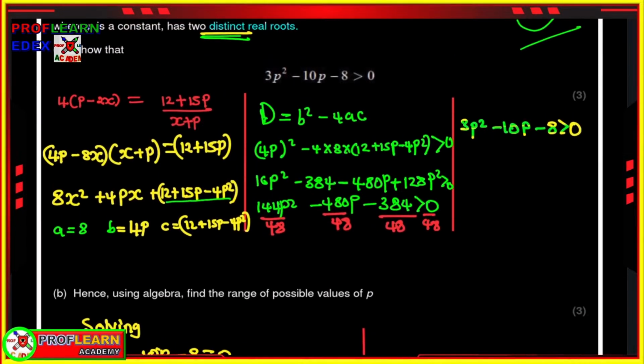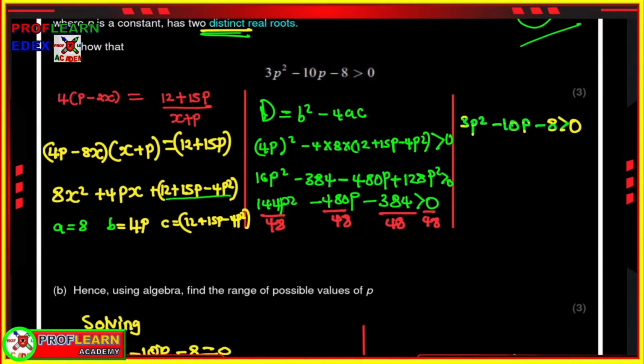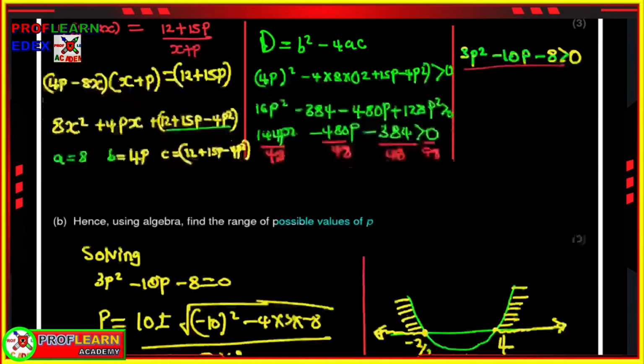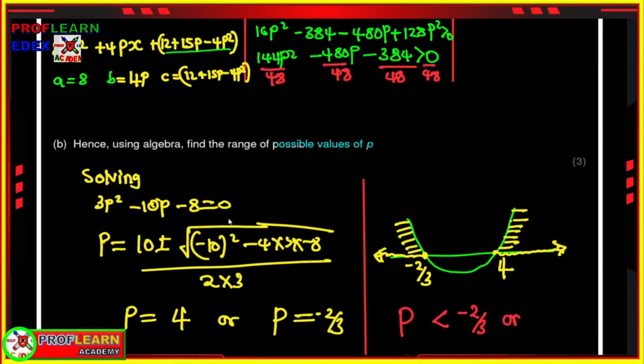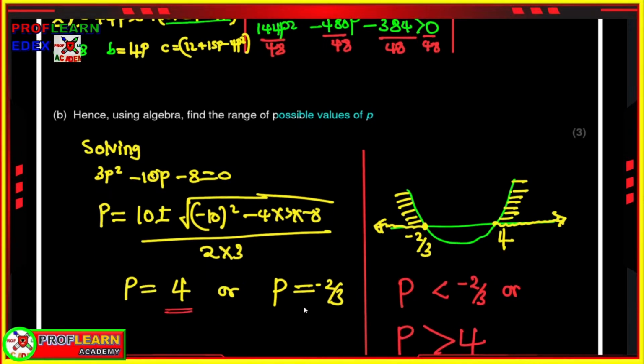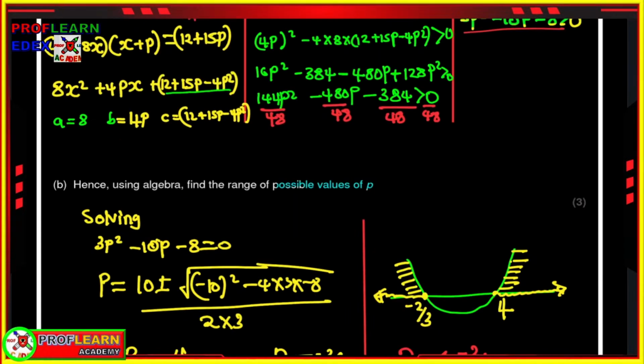The next thing they are telling us is to find the range of possible values of p. So you are going to solve this quadratic inequality. Remember, to solve it, you first treat the inequality as an equal sign, so that you get the values of p. Then you sketch that on a number line. And remember, we are talking of the quadratic greater than 0.